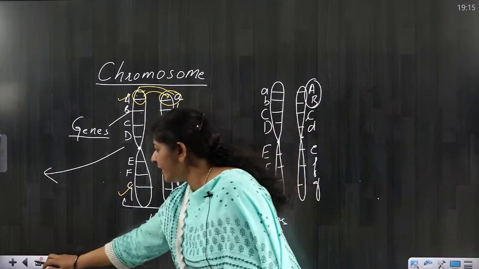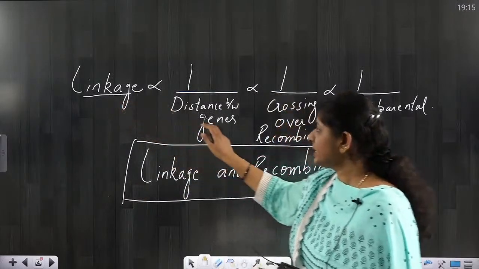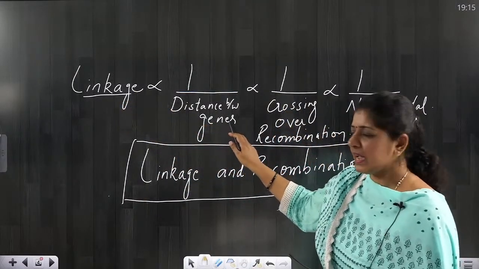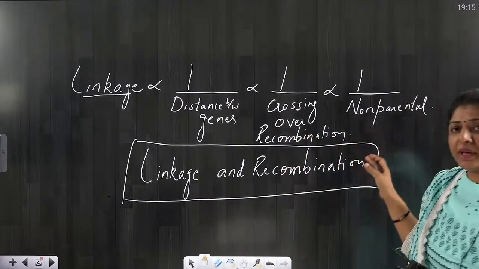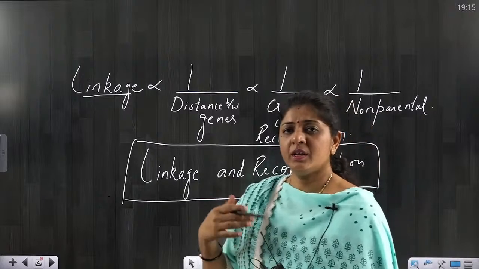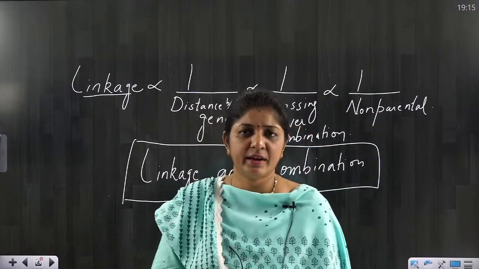That's why we say here, if the linkage is going to be more, the distance will be less, and obviously crossing over chances will be less, and the non-parental types are going to be less if the linkage is going to be more, and vice versa.